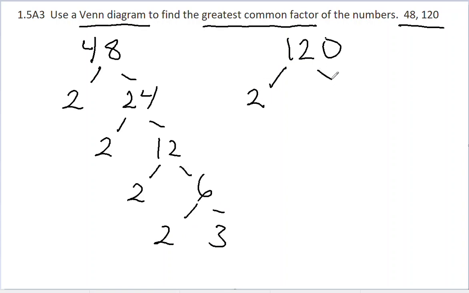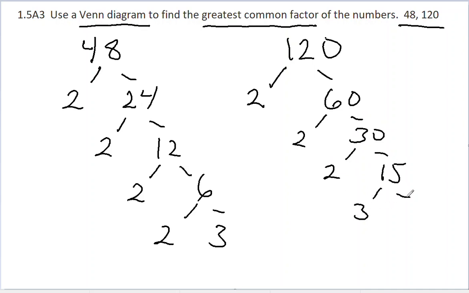2 goes into 120 60 times, 2 goes into 60 30 times, 2 goes into 30 15 times, and 3 goes into 15 5 times. Didn't leave us a lot of room for a Venn diagram, but let's try to draw one right here.